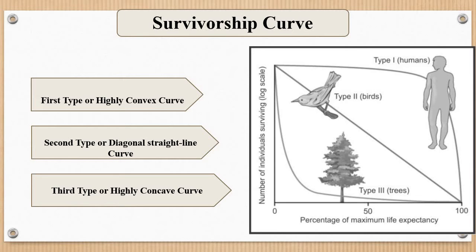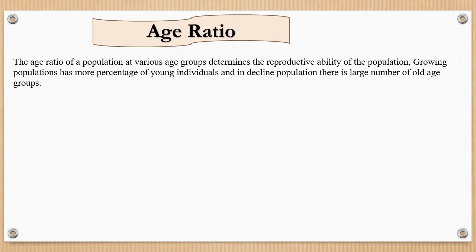This is the survivorship curve, and its different types along with examples. The first type, highly convex, shown by humans. The second type, diagonal straight curve, shown by birds. And the third type, that is highly concave, shown by lower organisms like rotifers, or you can say trees, right? So that we studied in our previous lecture. Now let's see what we are going to study in the present lecture.